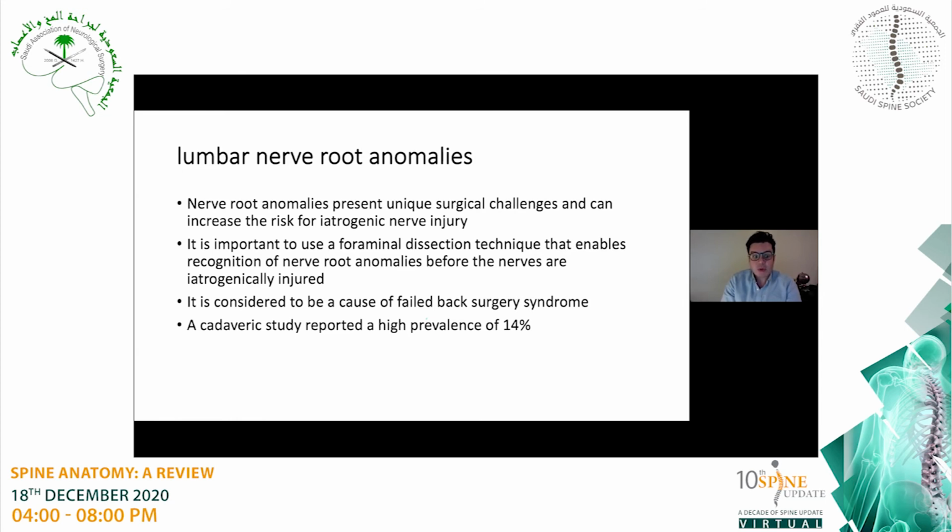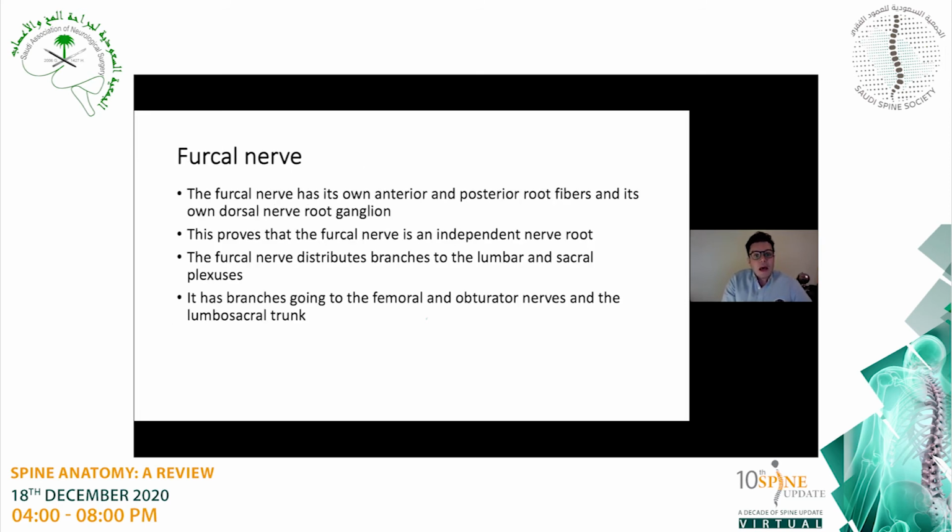This enables recognition of the nerve root anomaly before the nerves are iatrogenically injured. It's considered to be a cause of failed back surgery syndrome, and it's reported in cadaver studies in about 15%. Another anomaly is the furcal nerve.